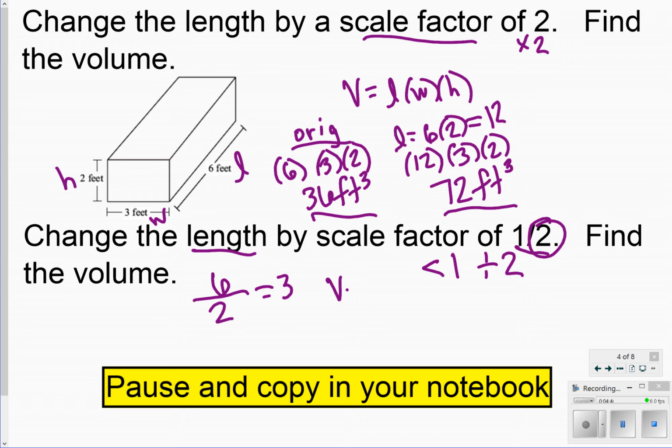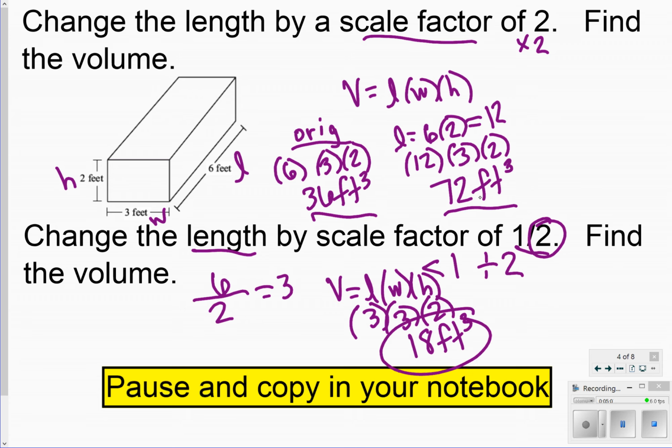So again, volume is length times width times height. So our length in this case, when we do a scale factor of 1/2, is 3. And our width stayed the same, so that's still 3. And our height is the same as well, so it's 2. And so this time, our volume is 18 feet cubed.